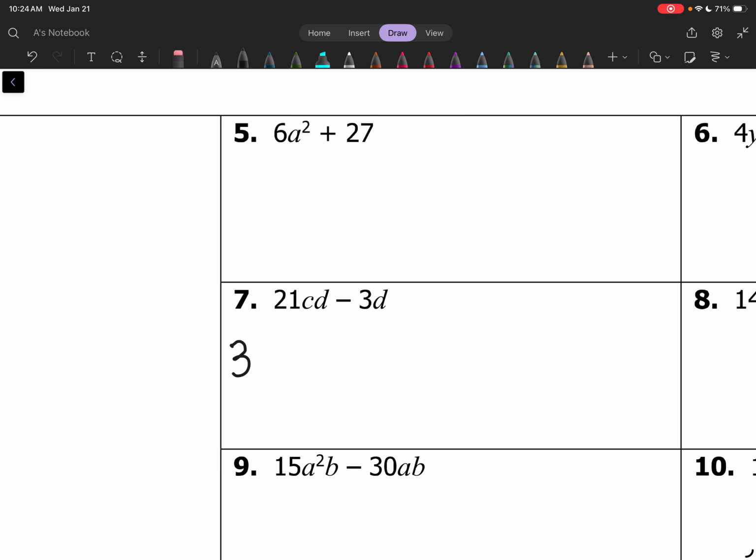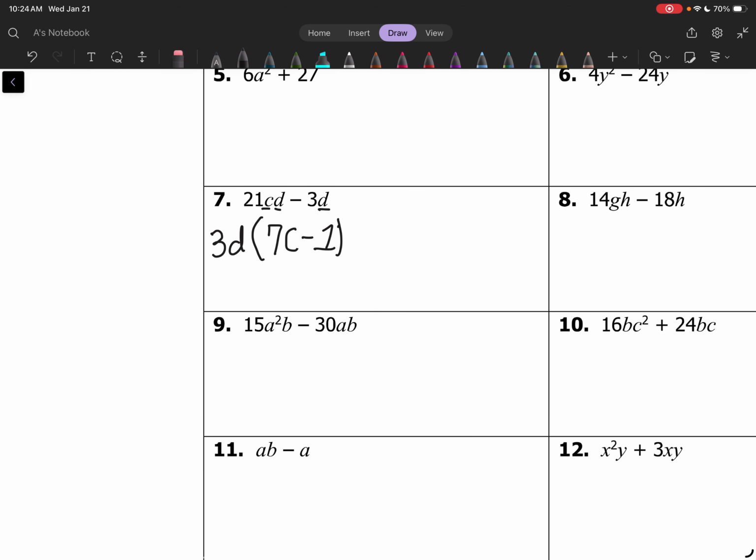Now if I look at my variables, I have a C and I have a D. D are in both terms, so I'm going to pull out the D. I'm left with 7C because I pulled out that 1D. There's nothing remaining. 3 divided by 3 is 1. I pulled out that 1D. There's no D's remaining. There's my answer. I'm finished.